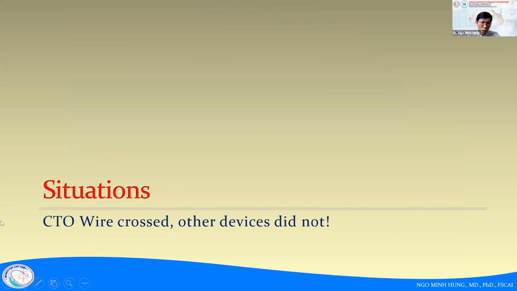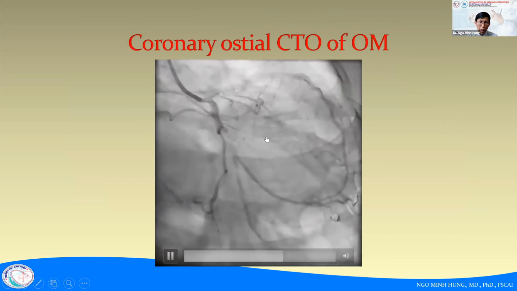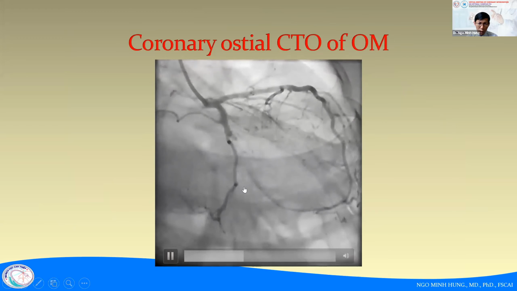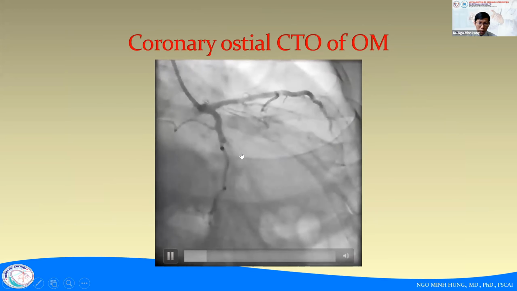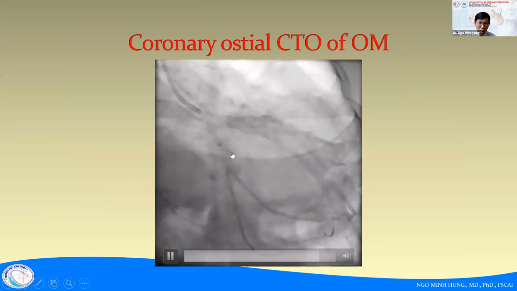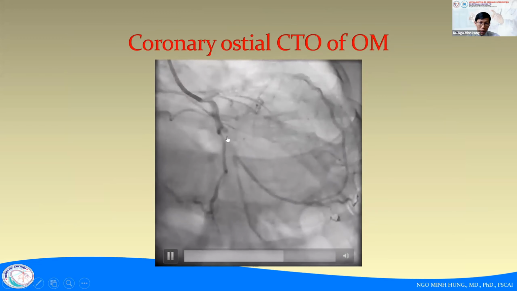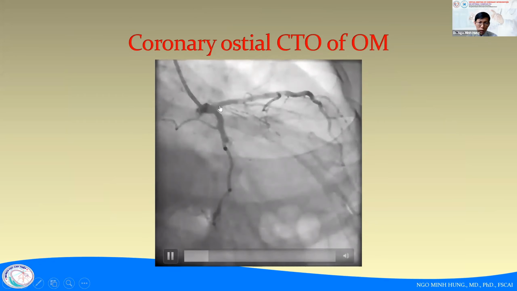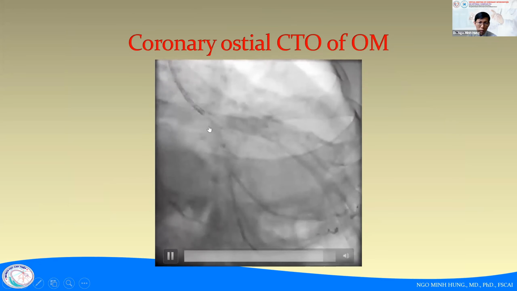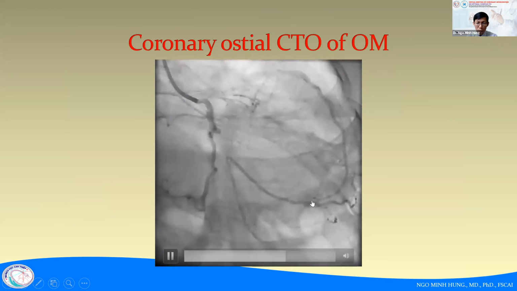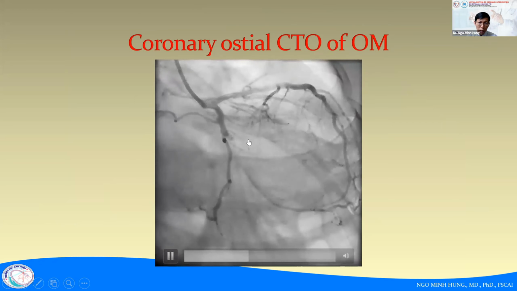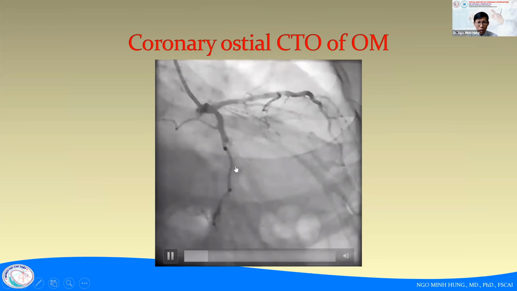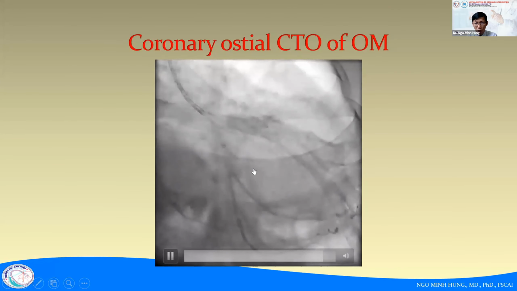Another situation I want to mention is when the CTO wire crosses, however other devices didn't cross because of severe calcium. So this is a case of that. This is the circumflex and OM. We can see the very severely calcified lesion, and the CTO body is very easy to measure. But the Gaia Second didn't cross, so then we used the Corsair Microcatheter probe and crossed the lesion. However, after crossing this lesion to the OM, we couldn't pass any balloon, even the smallest 0.85 millimeter balloon didn't cross the lesion.